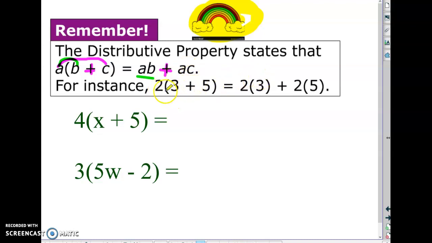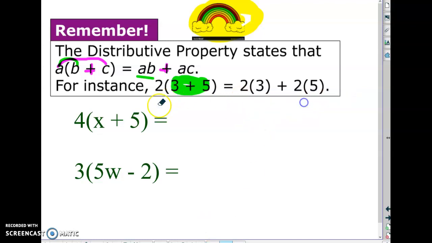So for this problem right here, if we had 2 times 3 plus 5, in this case we could add those two together. But showing the distributive property, we would say 2 times 3, which is 6, and then 2 times 5, which is 10. And putting those together, we get 16. It would also work in this case to combine like terms. We could put 3 plus 5 together and get 8, and 2 times 8 would also give us 16.